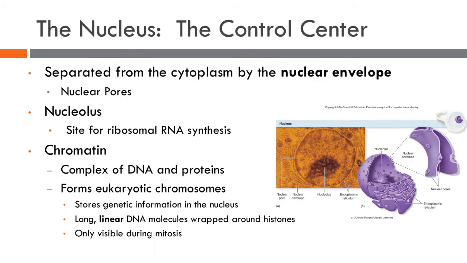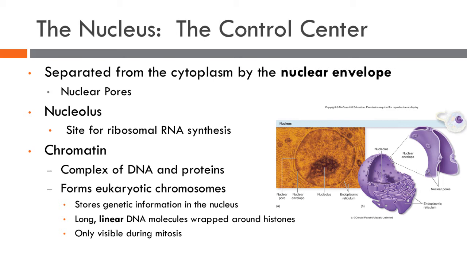The nucleus is where our genetic material is stored. It is separated from the cytoplasm by the nuclear envelope. This is a double-layered membrane, so you have 2 bilayers. And again, remember how important our DNA is to the survival of our cells. So we want to protect it with 2 layers of plasma membrane.